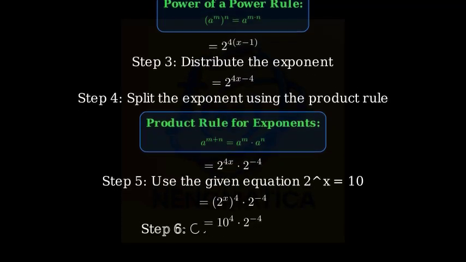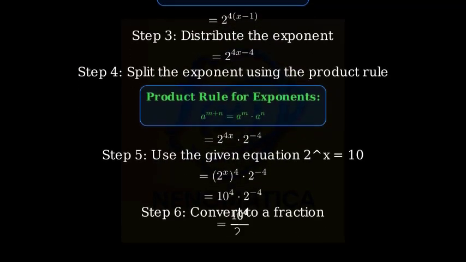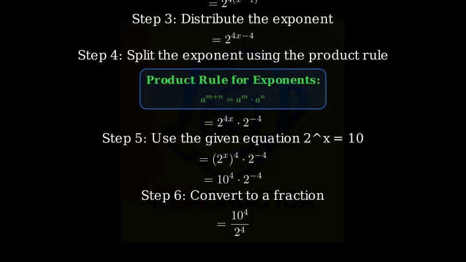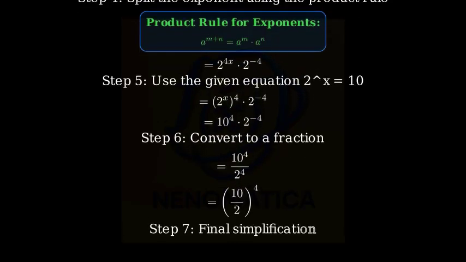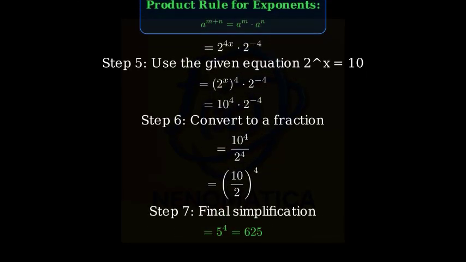Step 6. Now we have 10 to the fourth power divided by 2 to the fourth power. We can simplify this to the fraction 10 over 2, all raised to the fourth power. Step 7. Simplifying further, 10 divided by 2 is 5. So our answer is 5 to the fourth power, or 625.